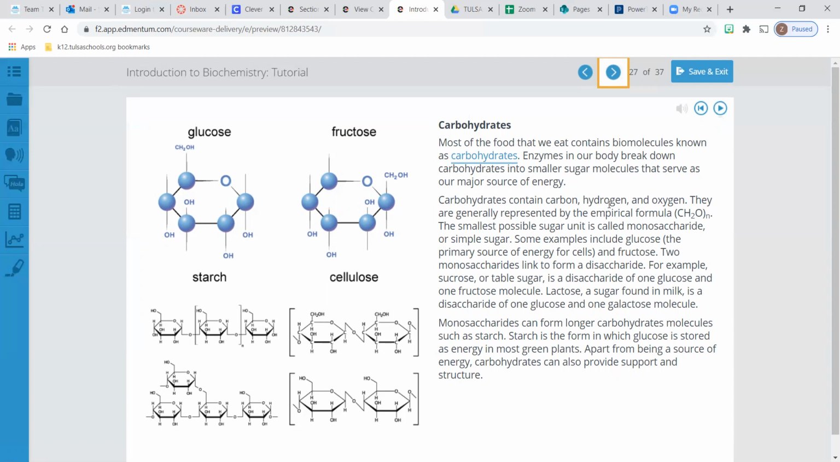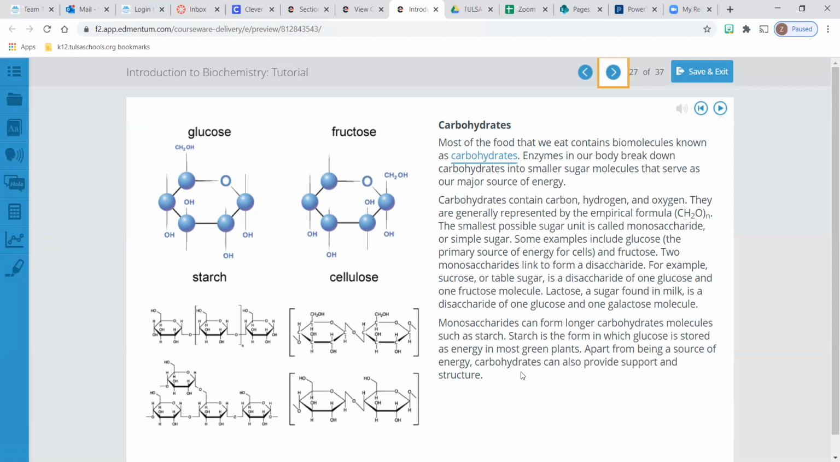Carbs contain carbon, of course, right? Hydrogen, because it's in the name, and oxygen. They are generally represented by the empirical formula here. The smallest possible sugar unit is called monosaccharide, or simple sugar. Some examples include glucose, primary source of energy for cells, and fructose.